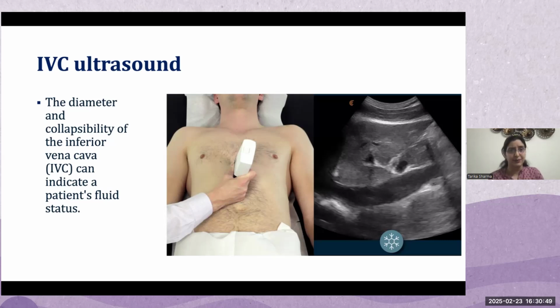Similarly, the collapsibility. Usually when the person is inhaling, when the person is inspiring, the IVC should collapse. Depending on these two parameters, diameter as well as collapsibility, you assess the need of fluid replacement, whether you have to give fluid or not.